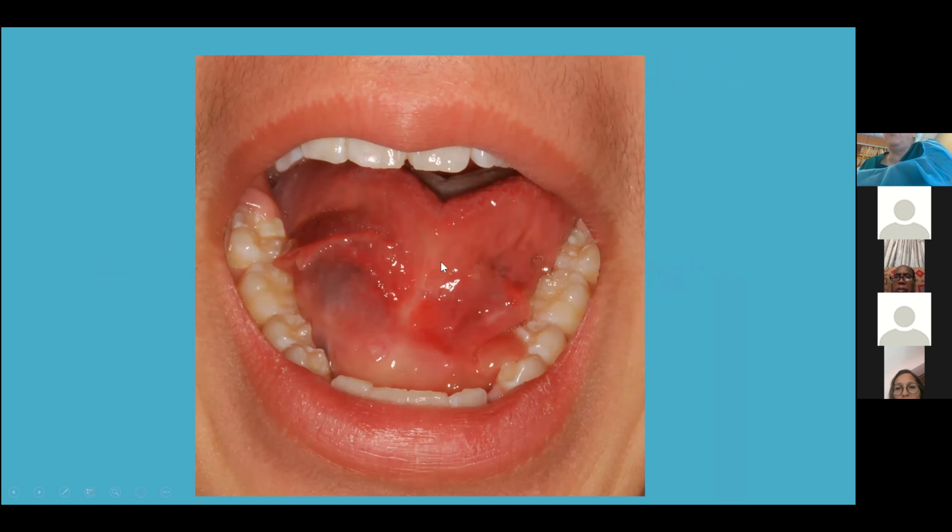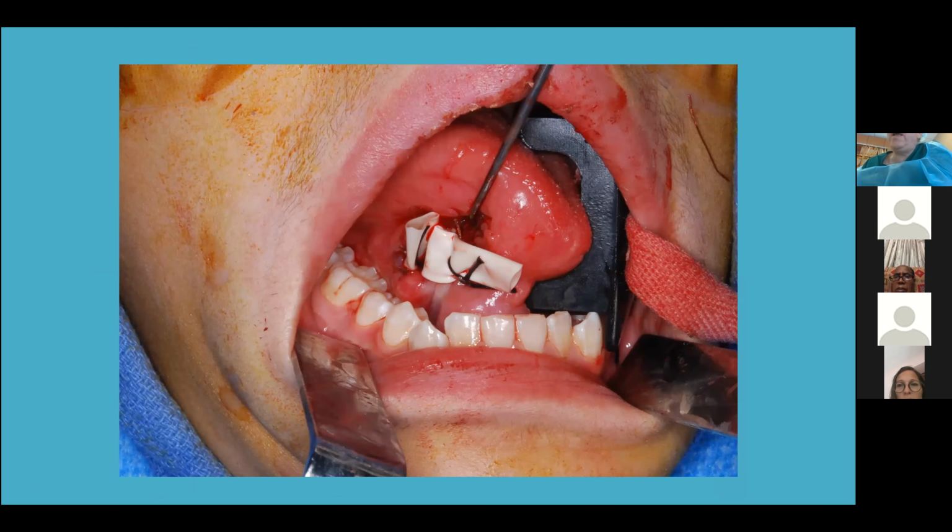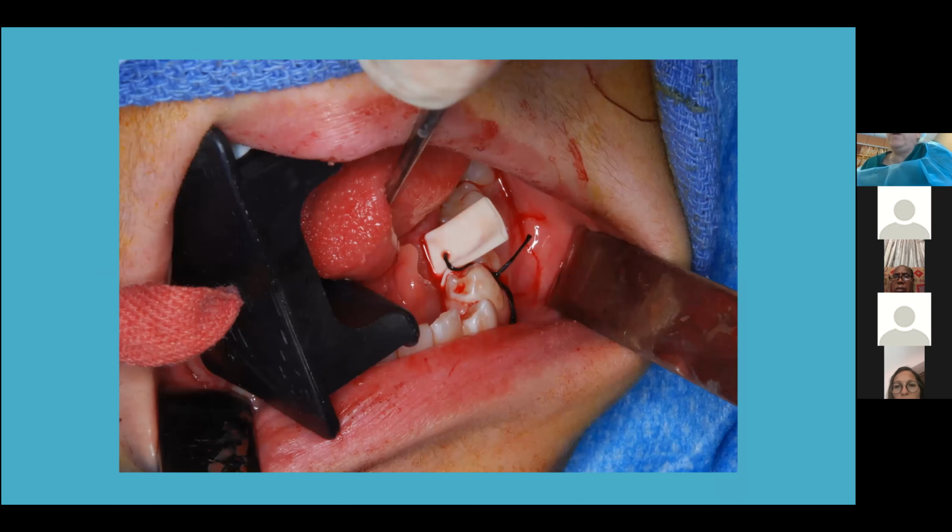Patient taken to the OR, raised tongue. Fortunately, it was anterior and not an airway risk. It was drained bilaterally. The young man did well.